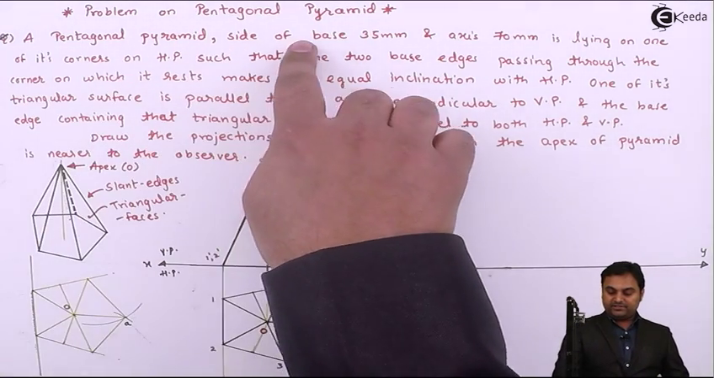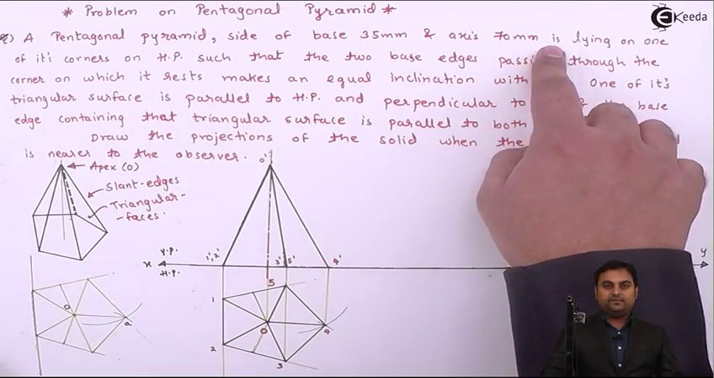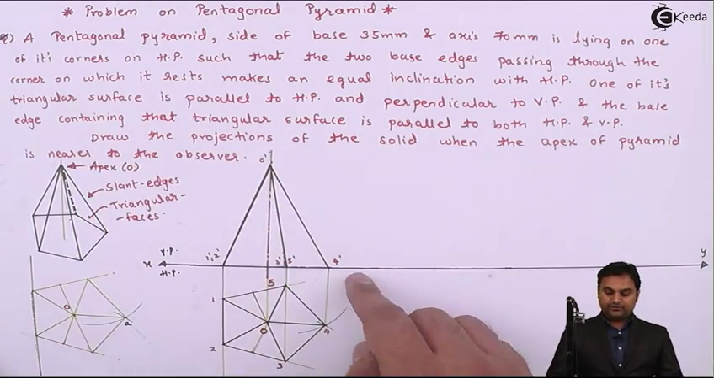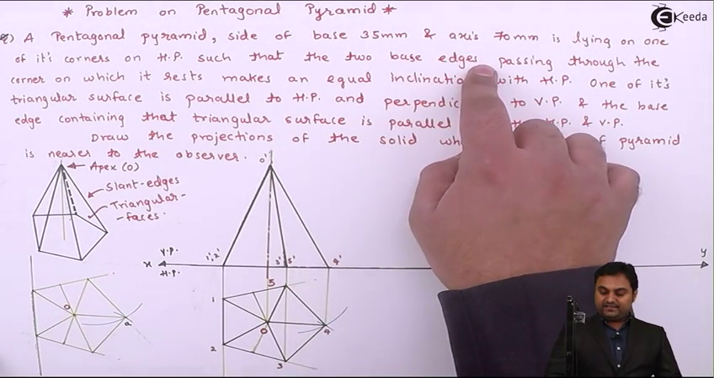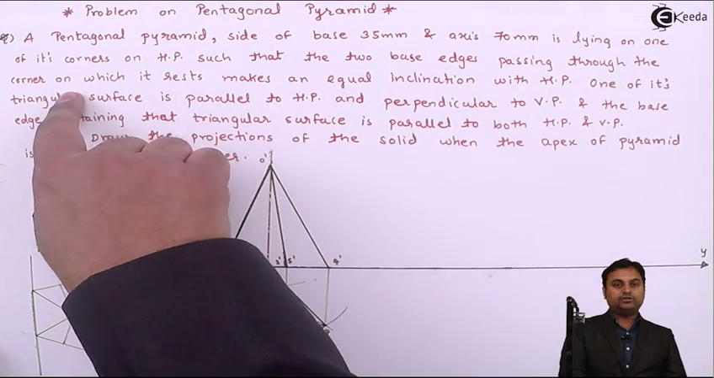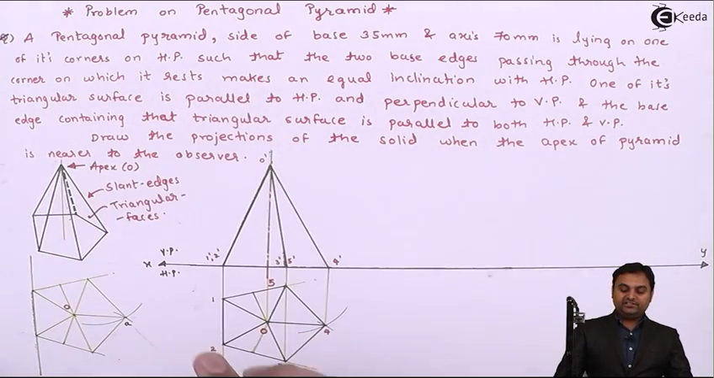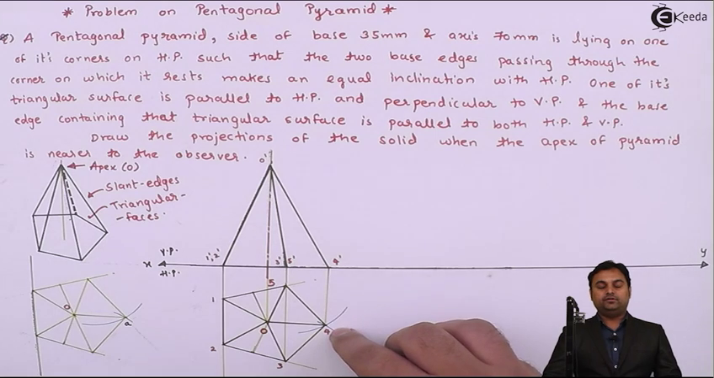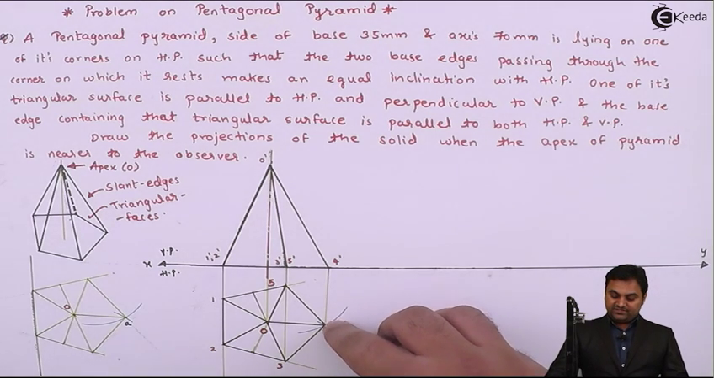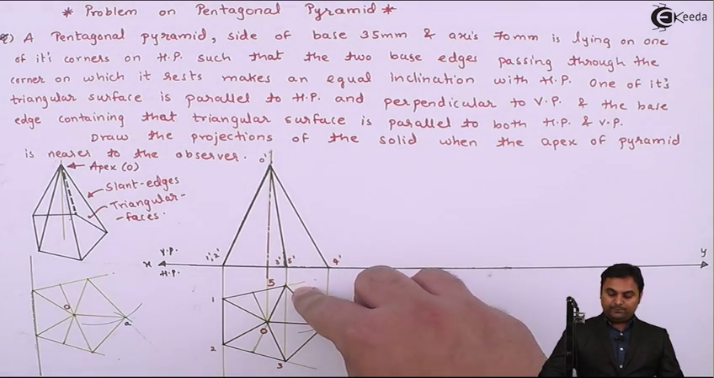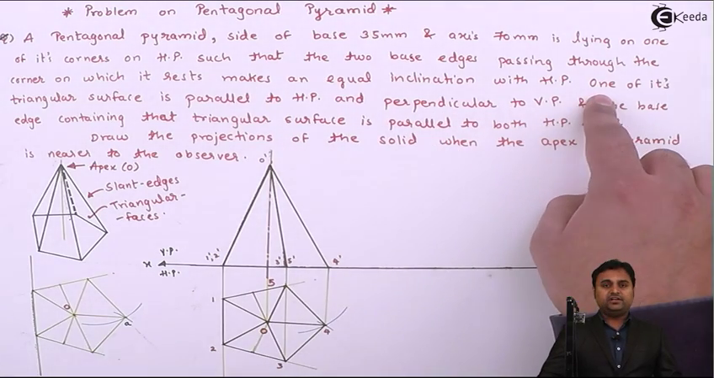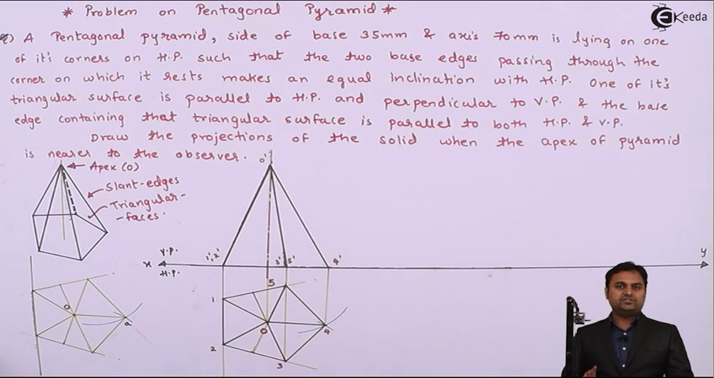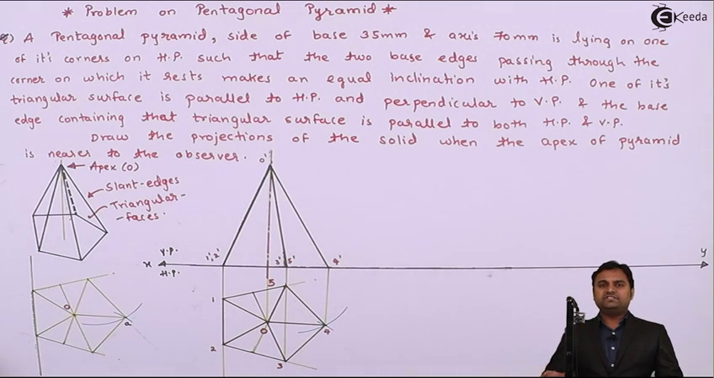A pentagonal pyramid, side of base 35 mm and axis 70 mm, is lying on one of its corners on HP, such that the two base edges passing through the corner on which it rests. So the base edges which are passing through this corner, which is 4, the base edges are 3, 4 and 4, 5, make an equal inclination with HP. So these two edges will be making equal inclination with HP, that will be visible in VP.